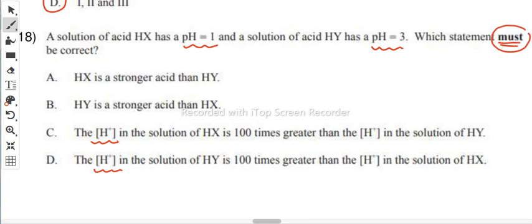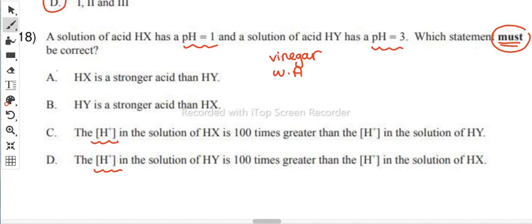I can take vinegar, for example, which is considered a weak acid, and I can prepare from this weak acid a pH of 1. I can add a very large amount of the vinegar in a small amount of water, and at the end I can prepare a pH of 1. So I cannot say at all that this is a must. It's not always a correct answer.